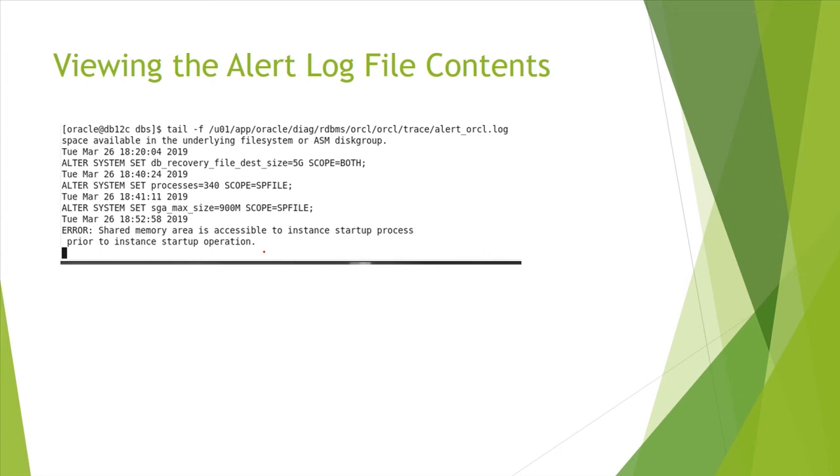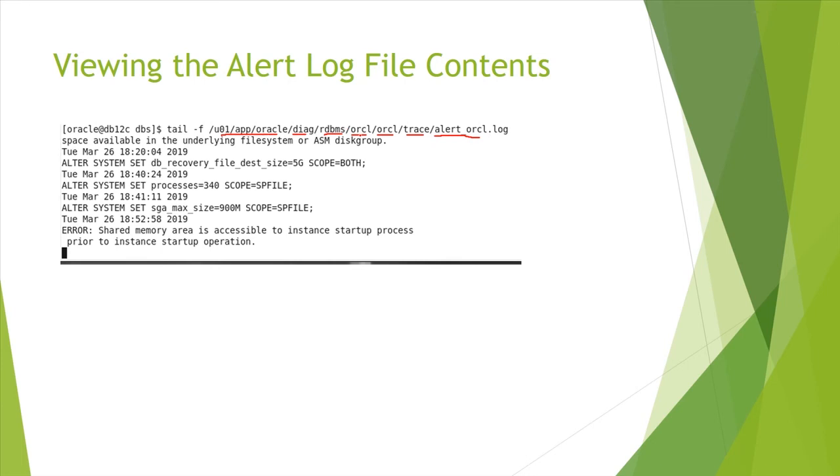How to view the contents of the alert log file? First thing, you have to locate the log file under your operating system directory structure. The alert log file is stored under Oracle base, which in our case is /u01/app/oracle, under the diag directory, rdbms, database name or database unique name, instance name, trace, /alert_orcl.log.